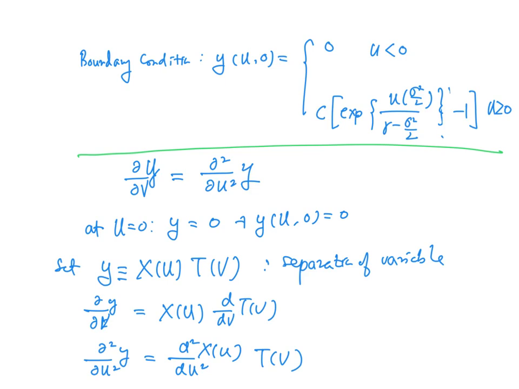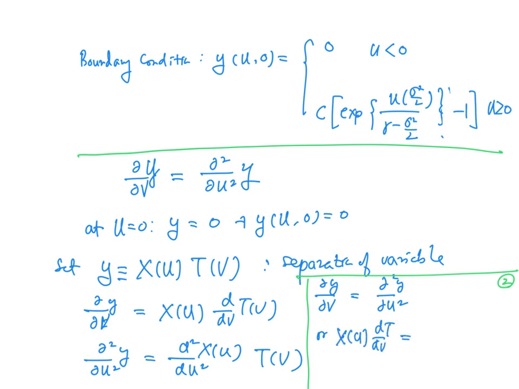And then, if we differentiate y by v, then it's actually the derivative of T by dv, right? Or if we differentiate y twice by u, it's the differential of x by u twice. Then partial v partial y is partial u square partial square y. This is number 2. Or x(u) dT/dv is the same as d square x/du square times T(v), right?